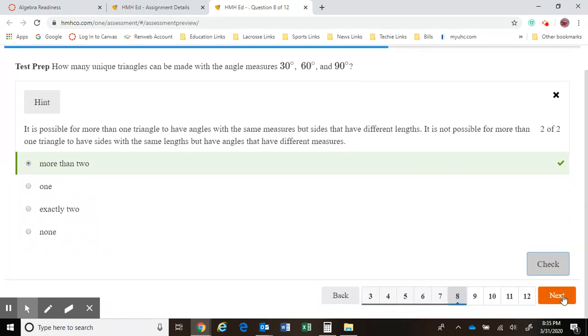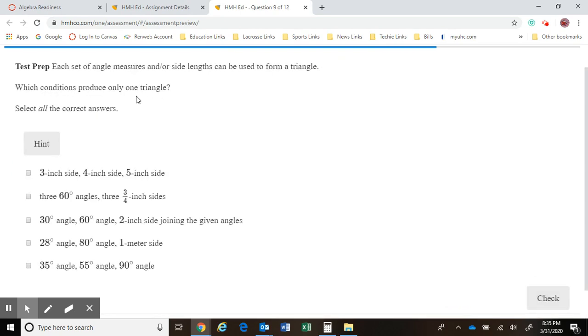On to question 9. Each set of angle measures and or side lengths can be used to form a triangle. Which conditions only produce one triangle? Select all the correct answers. I've got a 3-inch side, a 4-inch side, a 5-inch side. Would that make only one triangle? Think about that. 3-inch side, a 4-inch side, a 5-inch side. Yeah, those are specifics. So that's going to make one triangle only.